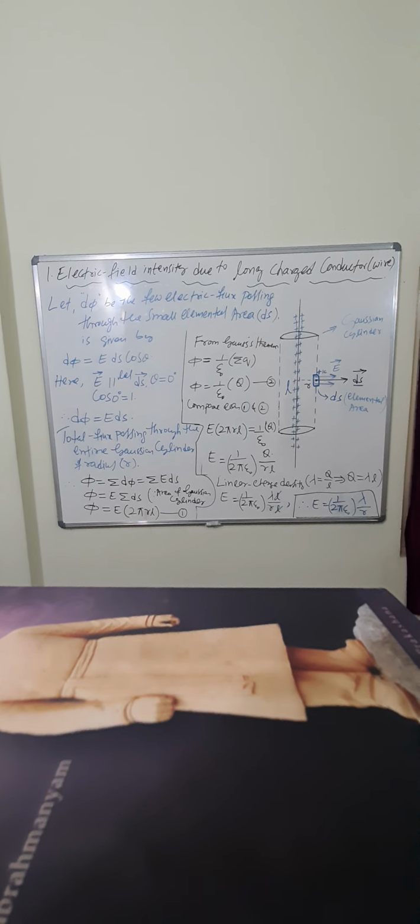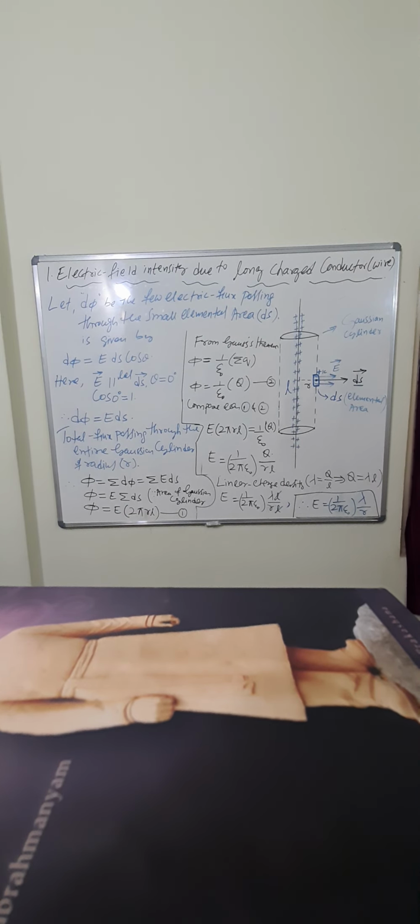These kinds of elemental areas are constructed over the entire Gaussian cylinder. You will get the total area of the Gaussian cylinder. Therefore, the total electric flux passing through the entire Gaussian cylinder of radius r: phi total is equal to summation d phi, which is equal to summation E ds.